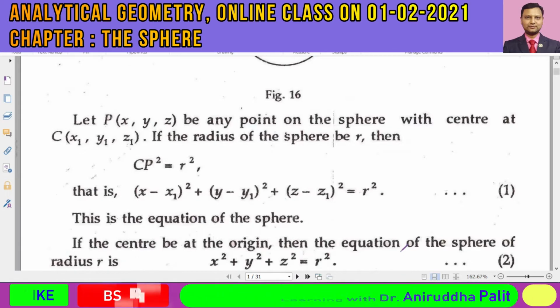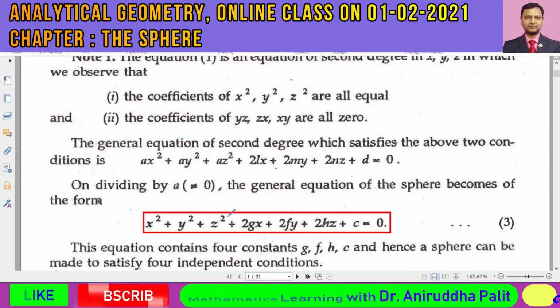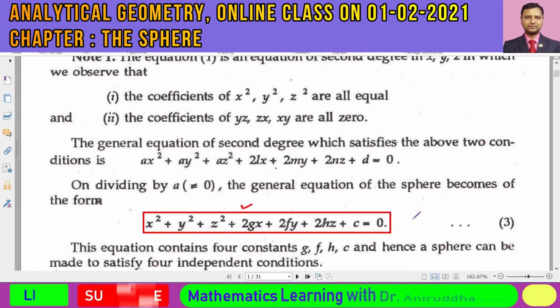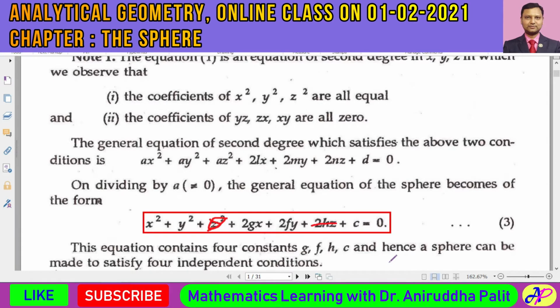And this equation, if it is further simplified, can be converted into this form: x square plus y square plus z square plus 2gx plus 2fy plus 2hz plus c is equal to 0. You can compare this equation with the equation of a circle in two-dimensional geometry. In the equation of the circle, we did not have the term z square, and we did not have the term 2hz. Only this is the difference.